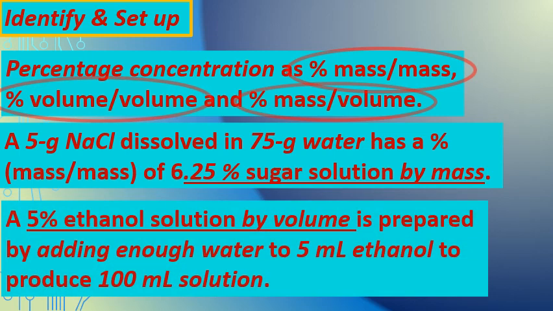An example of volume to volume percent solution is when you add enough water to 5 milliliters of ethanol to produce 100 milliliter of the solution. Take note, this 100 ml solution is already considered the combined volume of the solute ethanol, which is 5 ml, and the solvent water. And in preparing this 100 ml solution, we just don't mix 5 ml of ethanol with 95 ml of water. That's not the right way to do it.